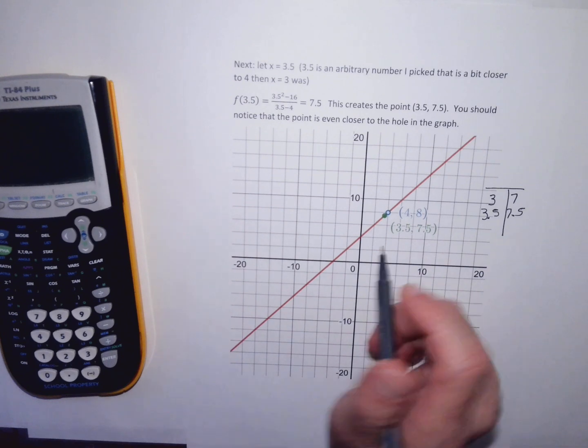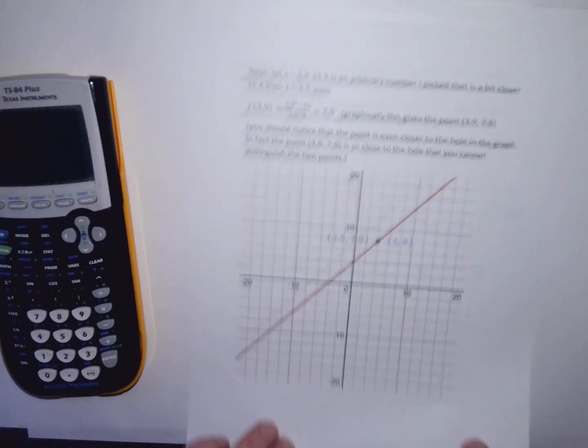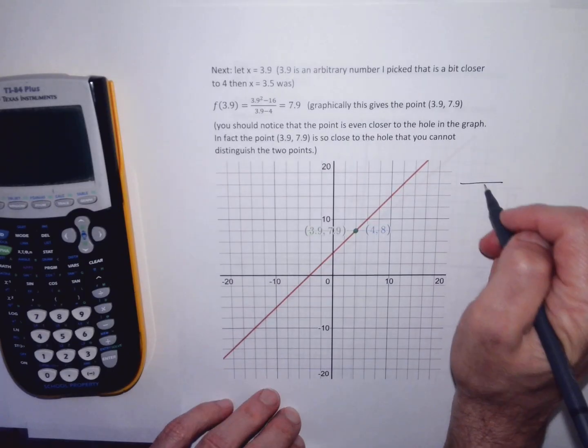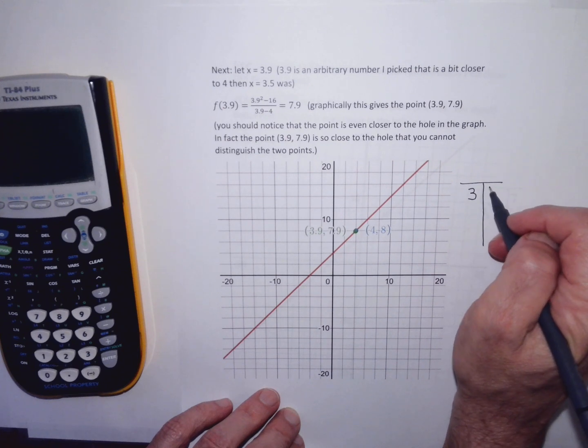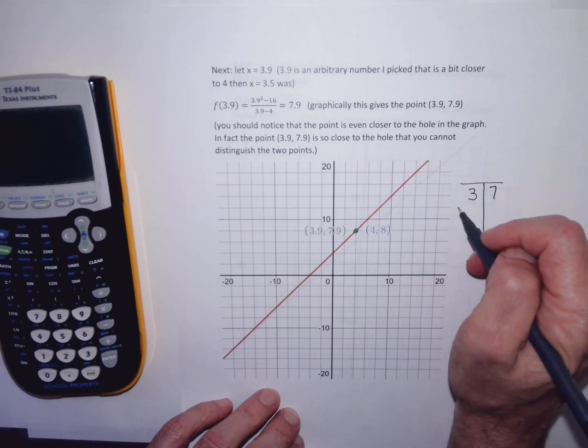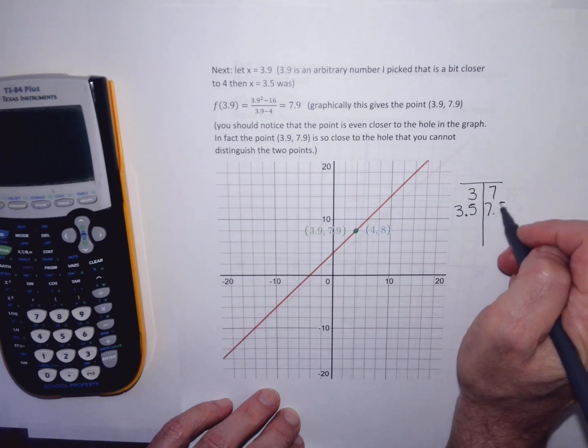So let me go and do another example. The next thing I decided to do, so first I picked a number 3, which was close to 4, but not particularly close to 4, and got 7 for y. Then I picked the number 3.5 and got 7.5 for y.